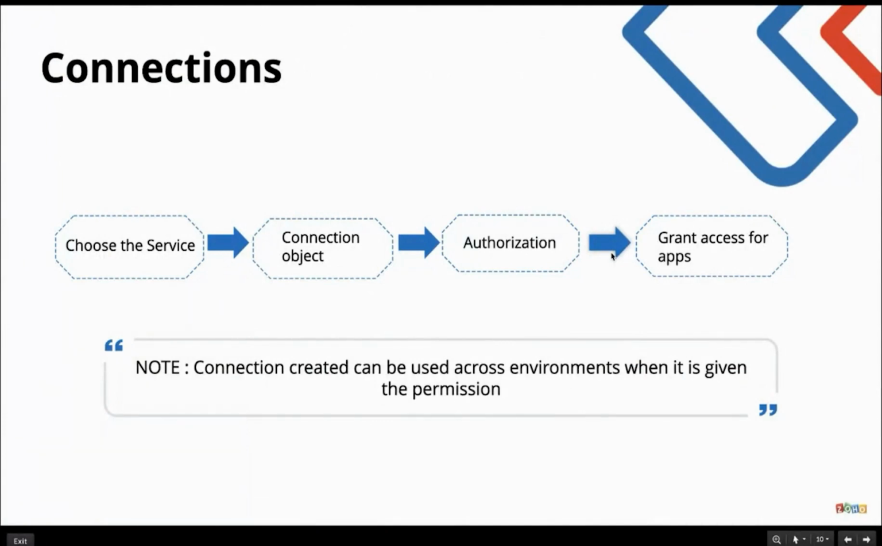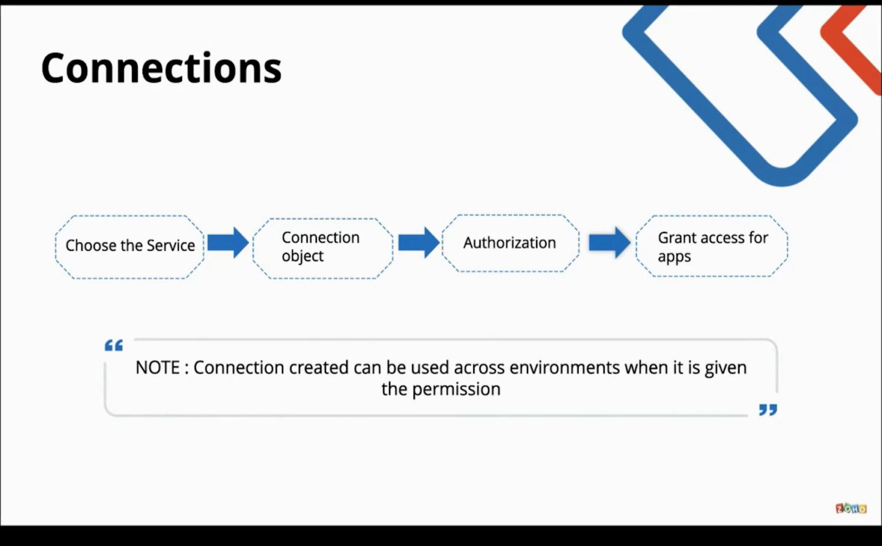So this is how the connection creation actually happens. We have to choose a service to which we are establishing the connection. We have to choose the connection object, and then we have to perform the authorization task. We have to pass on all the required credentials, and once the authorization is completed, our connection gets created. Then we have to get into the connection. We have to provide access to our applications so that the applications can use those connection objects. If we are not giving access, the applications will not be able to use the connection for integration.